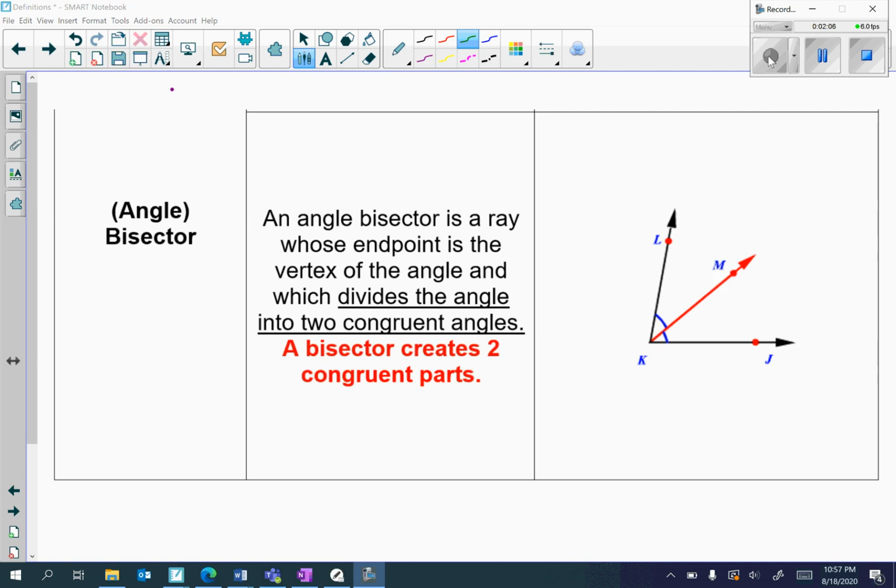Next, we have an angle bisector. An angle bisector is a ray whose endpoint is the vertex of the angle and which divides the angle into two congruent angles. A bisector creates two congruent parts.